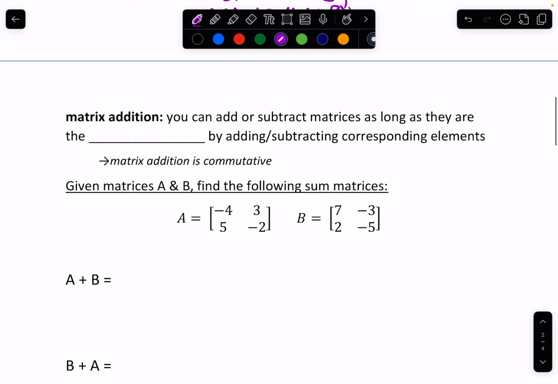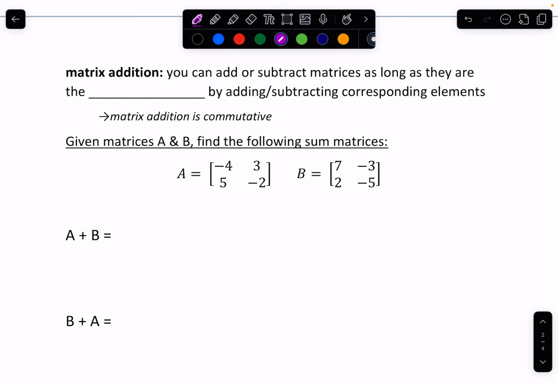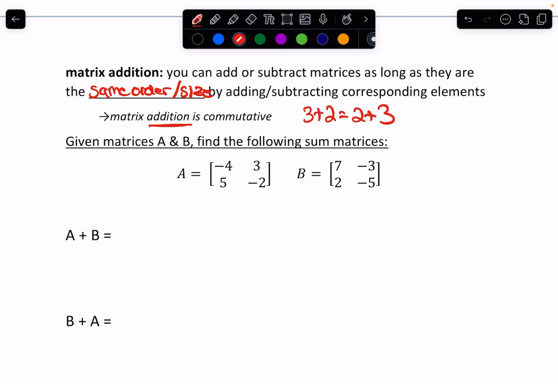Okay, next one, we're going to look at matrix addition. So you can add or subtract matrices as long as they are the same order or size. We use both of those words, and that's why I keep both of them here, by adding or subtracting corresponding elements. And matrix addition is commutative, so 3 plus 2 is the same as 2 plus 3. Now, remember that subtraction is not.